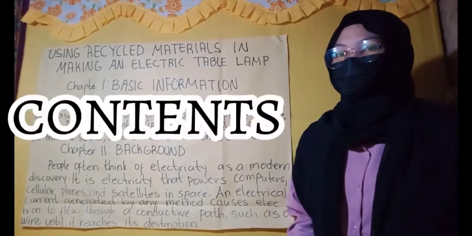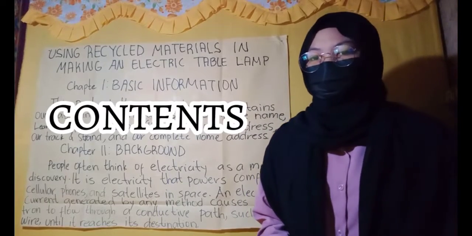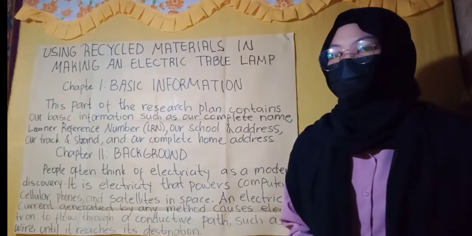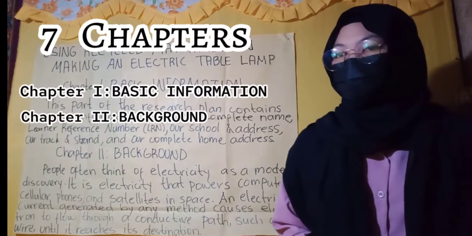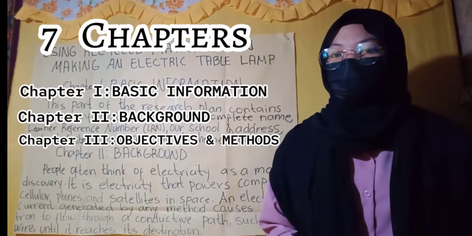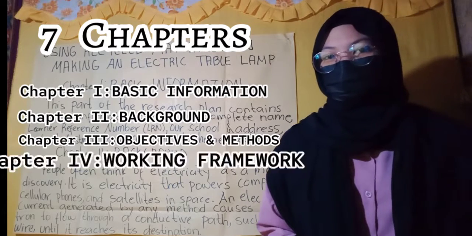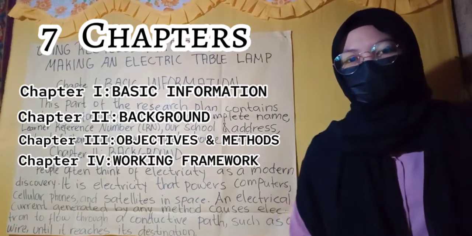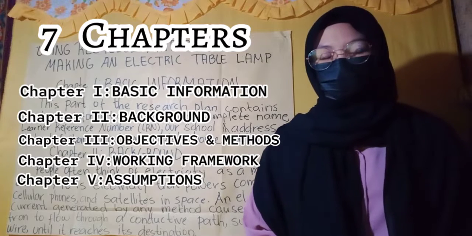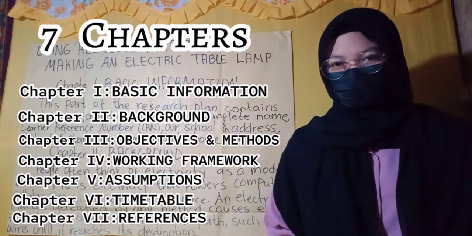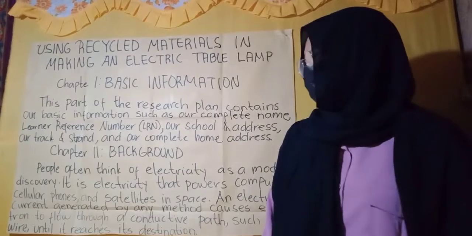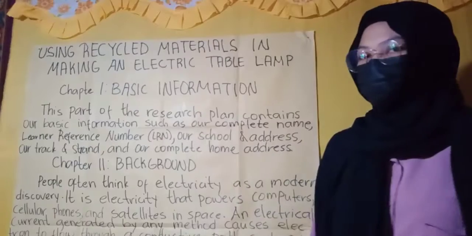Now this is the contents or the flow of this presentation. This research plan consists of 7 chapters. Chapter 1, Basic Information. Chapter 2, Background. Chapter 3, Objectives and Method. Chapter 4, Working Framework. Chapter 5, Assumptions. Chapter 6, Timetable. And Chapter 7, References. Now, let's begin with Chapter 1, Basic Information.